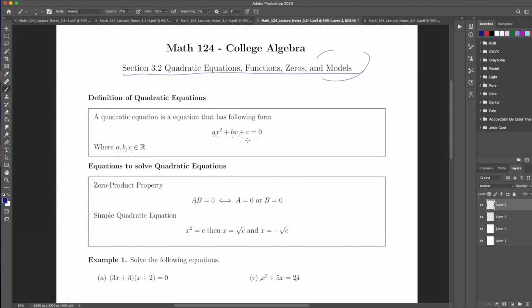So the simplest way to solve quadratic equations is the zero product property, which is that a times b equals 0 means a equals 0 or b equals 0. Notice that a times b equals c does not translate into a equals c or b equals c. It has to be a 0.